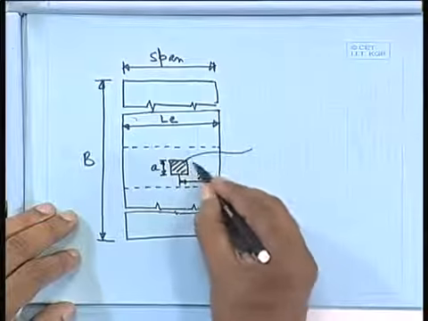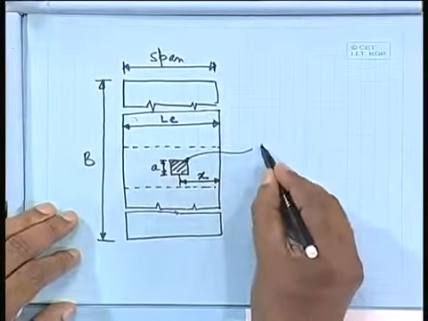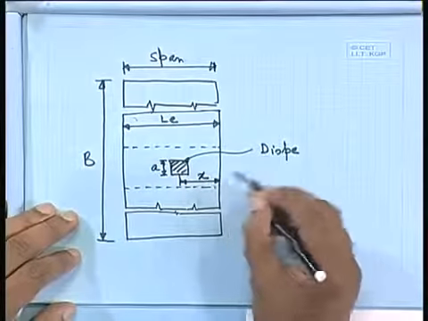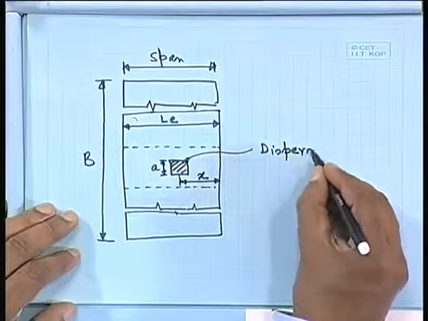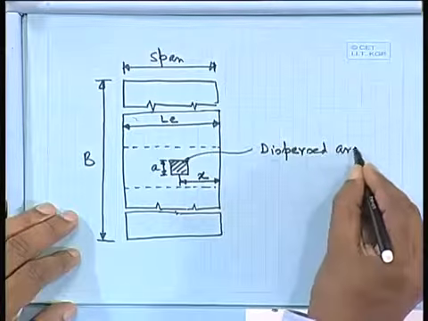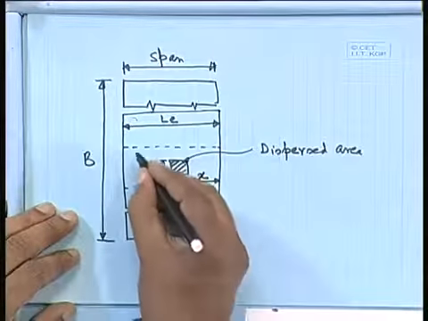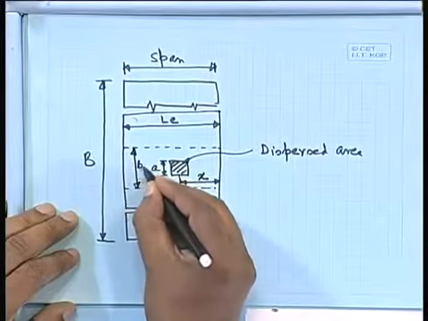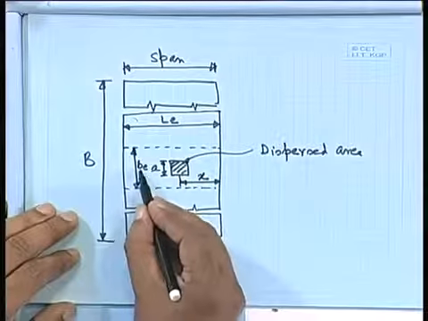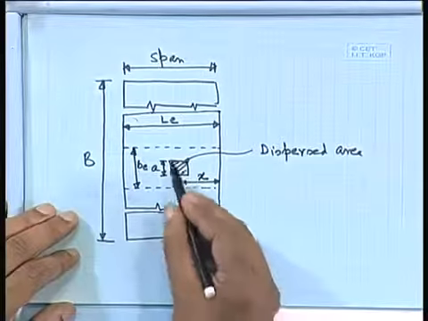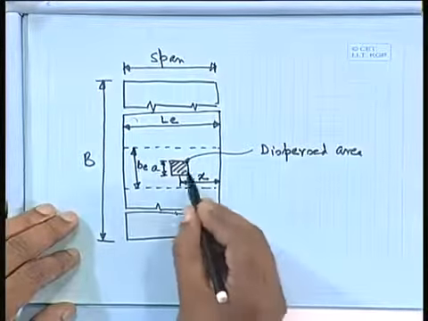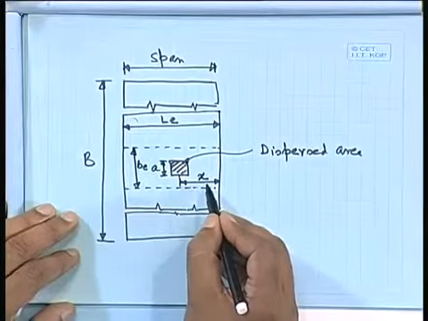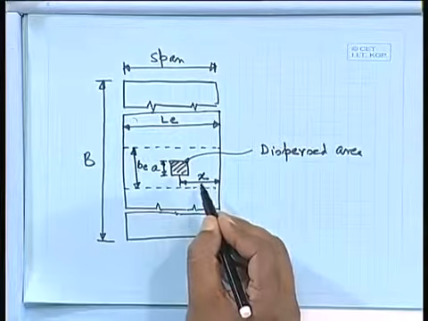So what we can do, this is your dispersed area. The dispersed area means after the 45-degree dispersion, this is the dispersed area, and we have to find out the effective width BE, let us say. B is the effective width we have to find out, for that impression having, say, a distance x from the nearest support. So how shall we find that out?